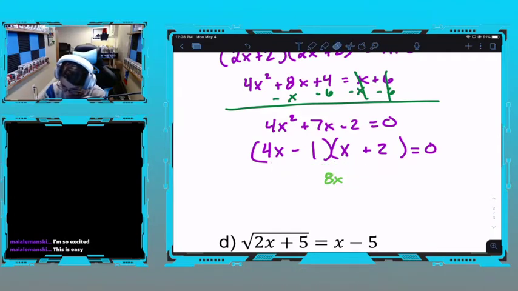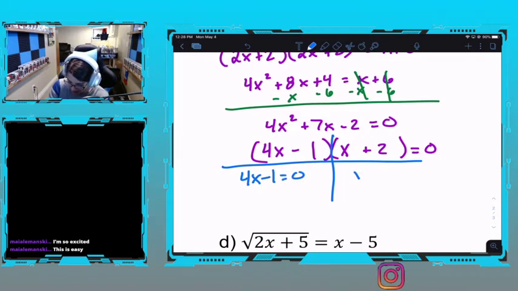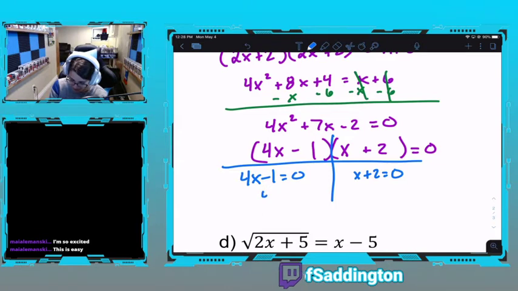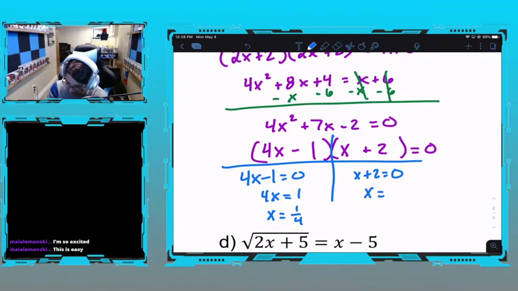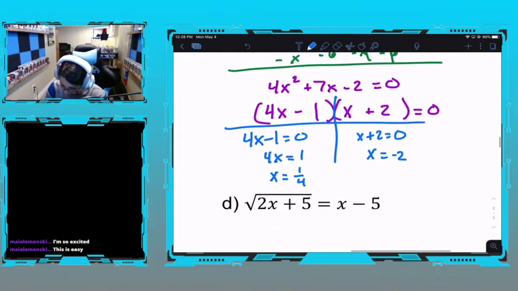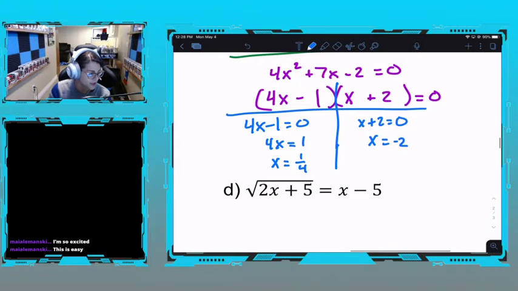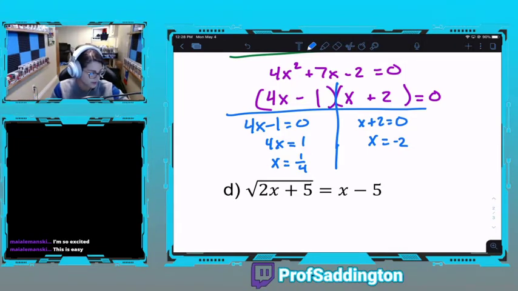I'm just going to delete that, though, because now I can drop down my table. So I get 4x minus 1 equals 0, x plus 2 equals 0. Over on the left, we can add 1, and then divide by 4. And then over here, we're going to subtract 2. So x is negative 2. So again, then you'll want to check to see if any of those are extraneous. But I just want to make sure you're good with the solving portion of it.